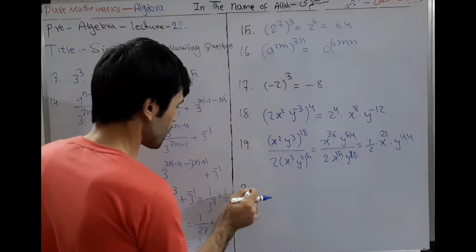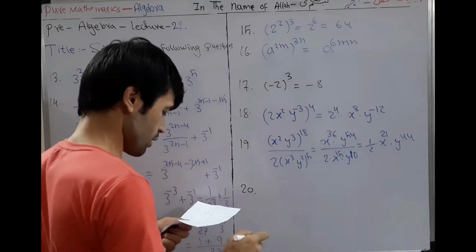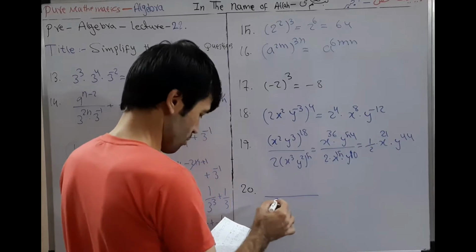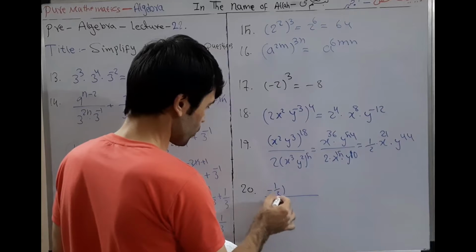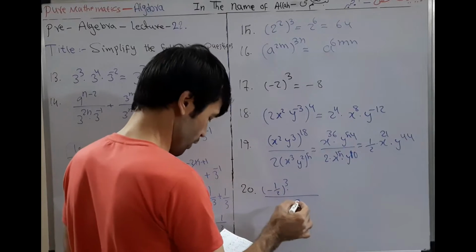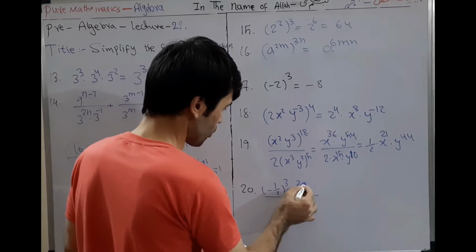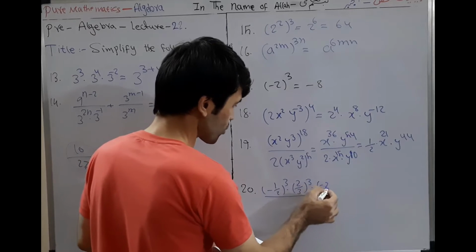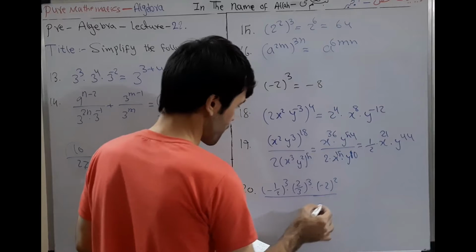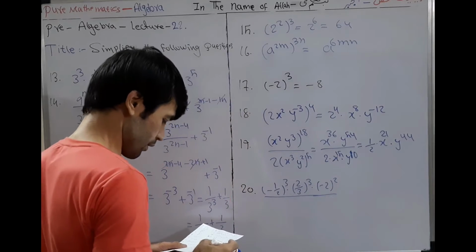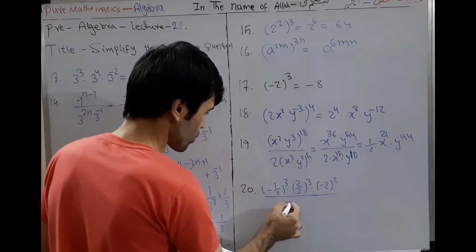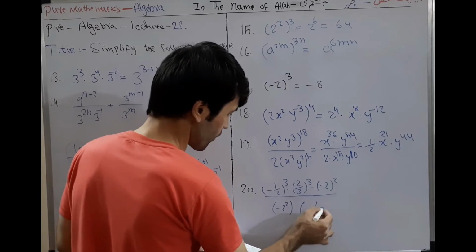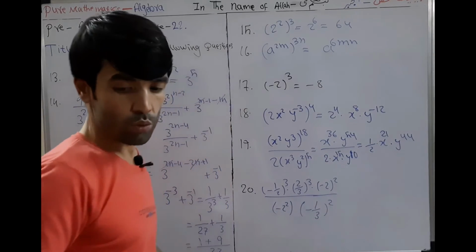Number 20 and final one. We have (minus 1 over 2) whole to the power 3 multiplied by (2 over 3) whole to the power 3 multiplied by (minus 2) whole to the power 2 over (minus 2) square into (minus 1 over 2) whole square. We want to solve this question.